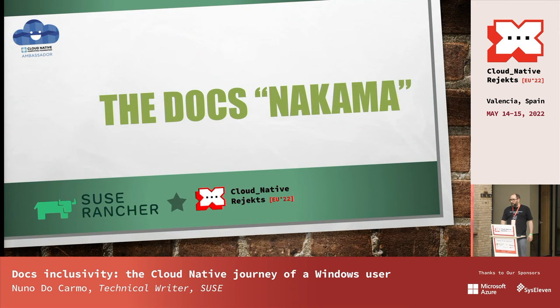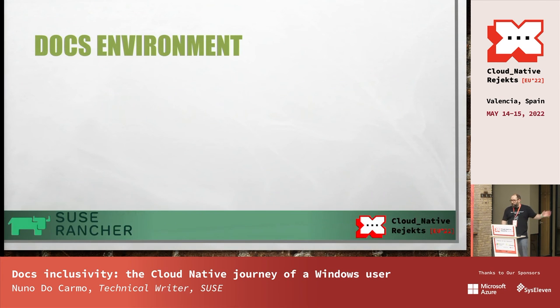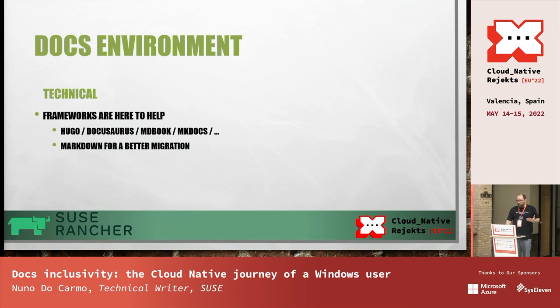I talked about all that, but changing your docs and everything sometimes might be difficult. So you need help, right? Nakama means friend in Japanese, by the way. So first of all, the first help that you can get is to choose a doc environment. We have many of them. Hugo, to name maybe the most known one, and then we have something called Docusaurus. I will speak about it later on. And MDBook, and MkDocs.